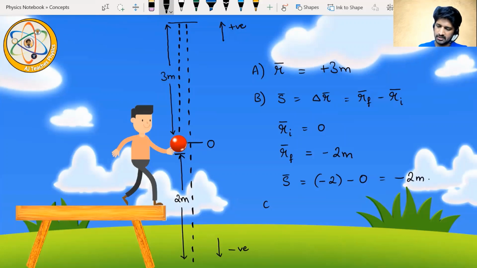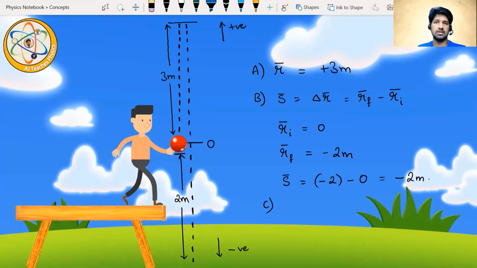The last part of the question is asking you to calculate the total distance traveled by the ball till it strikes the ground. Distance is the total length of the path traced by an object. The ball starts from the point of projection, which you can see in the diagram, and it rises to a certain height, which is 3 meters above the point of projection, and then falls down all the way to the ground. Now, in this case, there is clearly a change of direction happening.